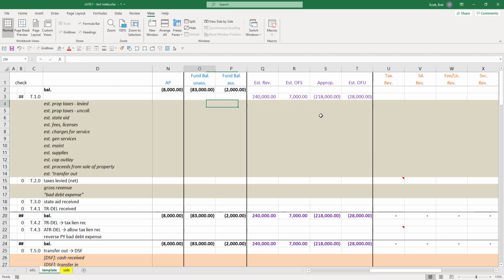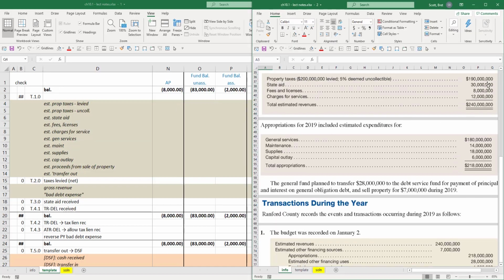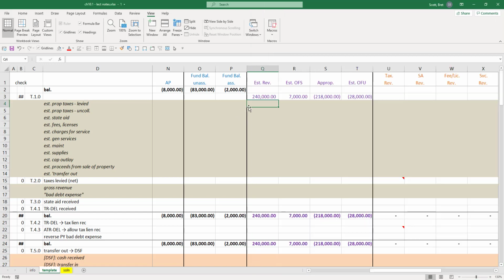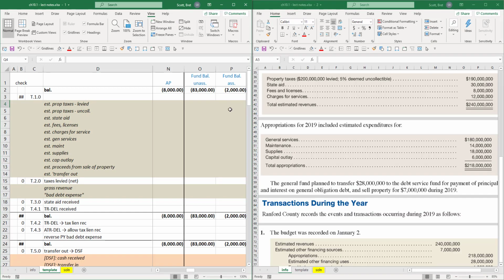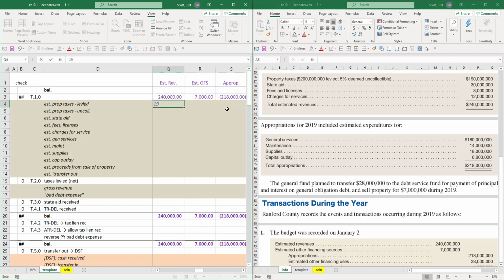What is all that really coming down to? How did we come up with those numbers? So up above, I say, well, let me input what I've got over here, the 190, the 30, the 8. These are the specific types of sources where we're getting our revenues. So over here, I'm going to move this over a little bit so you can see what's going on. Estimated property taxes levied, 190. Well, actually, that's not really the case because there is 200 million levied, but 5% of that is deemed uncollectible. So that's interesting.